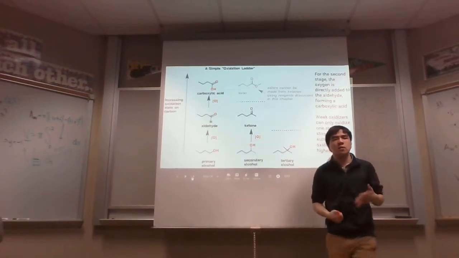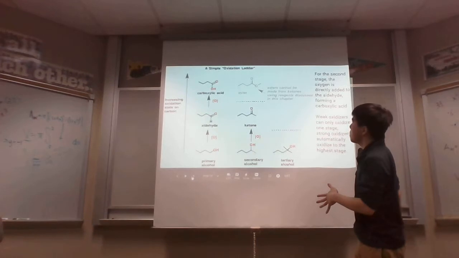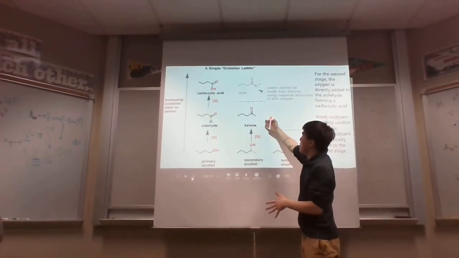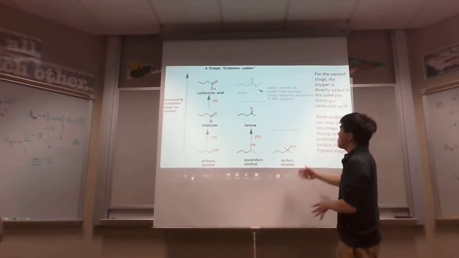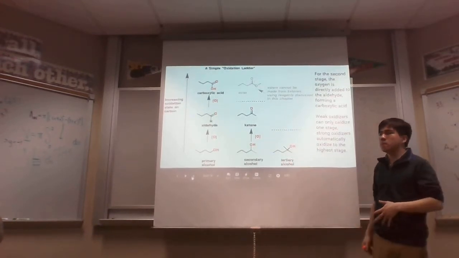There's a way you can do it, but you're not being tested on that, and that's farther up. For a secondary alcohol, you can't do that. A tertiary alcohol, you can't do anything because there are no hydrogens off the carbon. You'd have to break the carbon bonds.